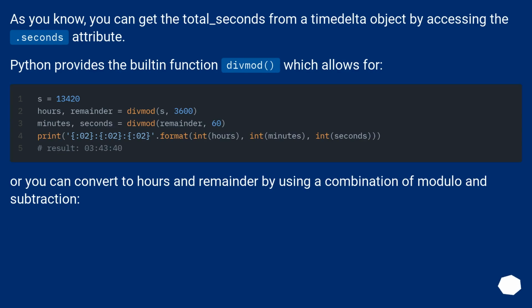As you know, you can get the total seconds from a timedelta object by accessing the .seconds attribute. Python provides the built-in function divmod, which allows for this, or you can convert to hours and remainder by using a combination of modulo and subtraction.